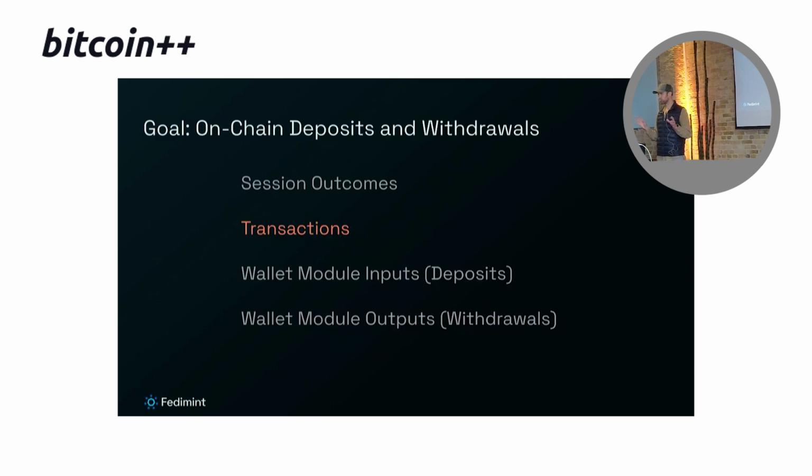All right, so before we get too lost in data, let's just zoom back out real quick. We're looking for on-chain deposits and withdrawals. We now know what a session outcome is. Let's take a look at what that transaction variant is.